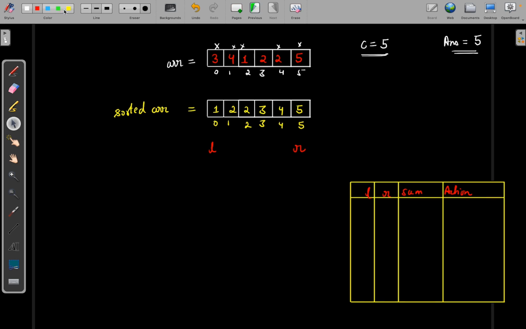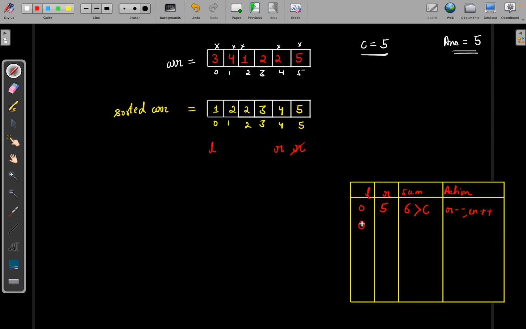So now let's start. L is at 0, R is at 5. And what is the sum right now? 5 plus 1, 6, right, which is greater than capacity. Okay, so what will we do? Remember the action? We will do R minus minus, right? Can't fill, we will fill with the maximum weight, R minus minus, and we will update the count, that is count plus plus.